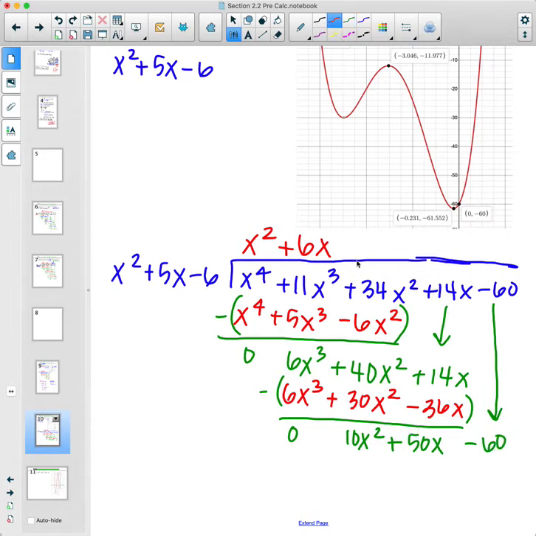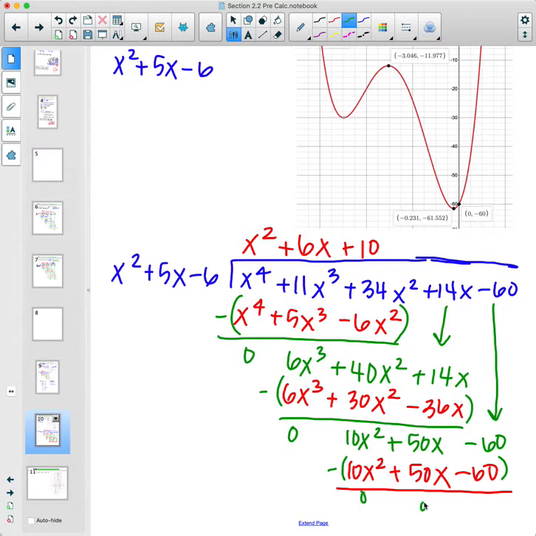Start over. What times x squared gives me 10x squared? Well, 10. So 10 times x squared is 10x squared. 10 times 5x is 50x. 10 times negative 6 is negative 60x. That should happen. All of these are identical so that when you subtract them, you get 0, because these were zeros. These were solutions. They were factors. There should be no remainder.